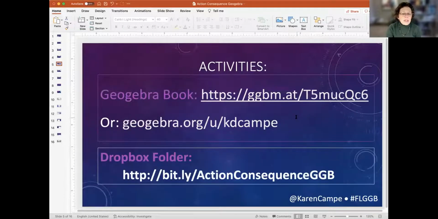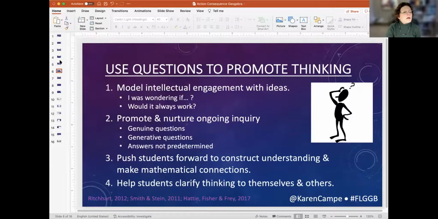Okay, I'm going to give this to you again at the end, but I'm going to take a look at a GeoGebra book. I'm going to do that in a minute. Okay, yeah, let's go to that now.